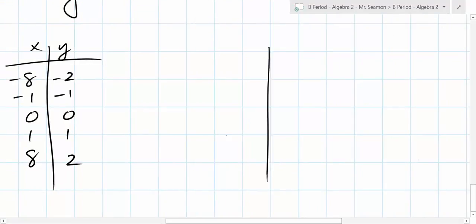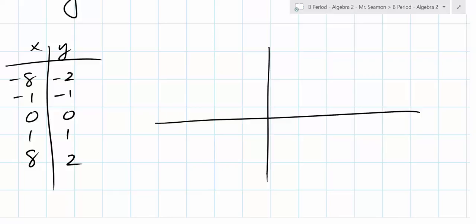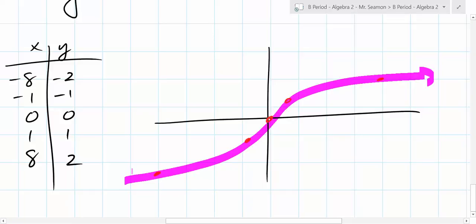When you graph these points, look what happens. You do have 0 here. You have 1, 1, and negative 1, 1. But then you have 8, 2, and negative 8, negative 2. What do you end up with for a shape? Little sideways F, like a stretched S.